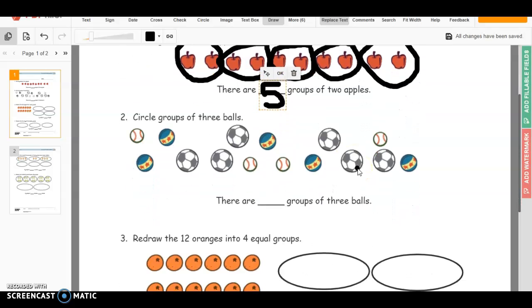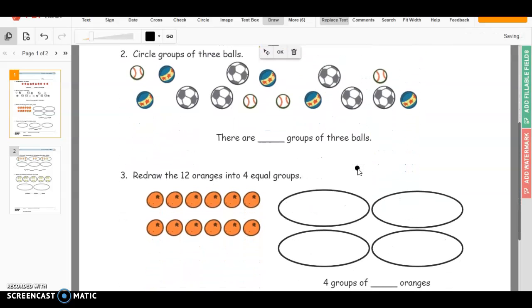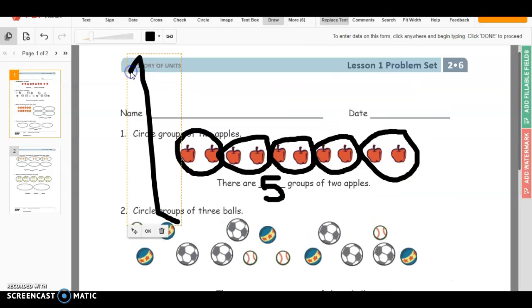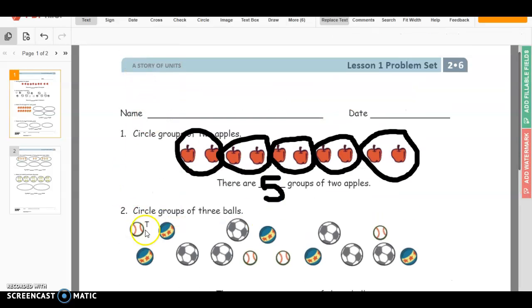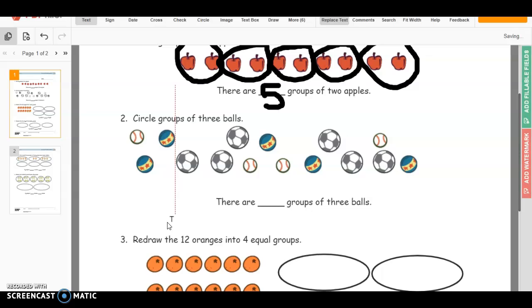Let's go ahead and look at number 2. It says circle groups of 3 balls. Now you'll notice the balls are different, but that's not very important. All we need to do is make groups of 3 balls. So 1, 2, 3. Oops. Made a mistake on that one. All right.